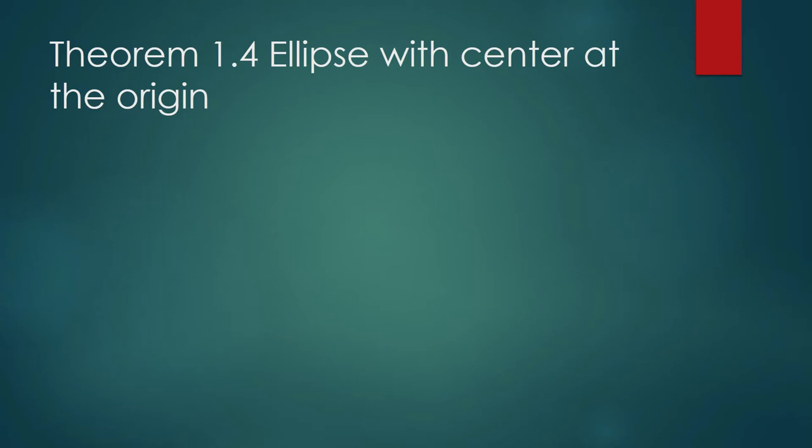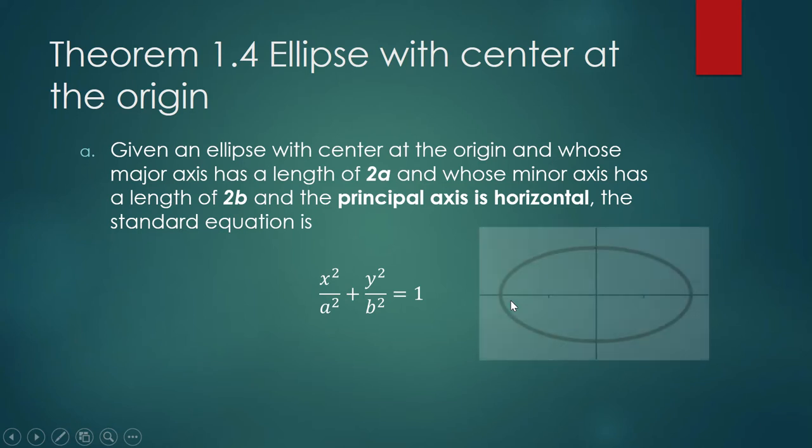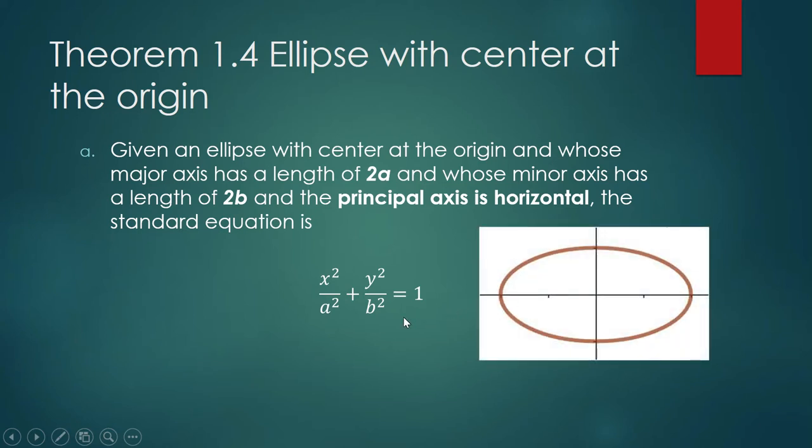We shall have two cases. The one will be an ellipse wherein the principal axis is horizontal, and the other would be an ellipse whose principal axis is vertical. So Theorem 1.4, ellipse with center at the origin. Given an ellipse with center at the origin and whose major axis has a length of 2a and whose minor axis has a length of 2b, and the principal axis is horizontal, the standard equation is x squared over a squared plus y squared over b squared is equal to 1.